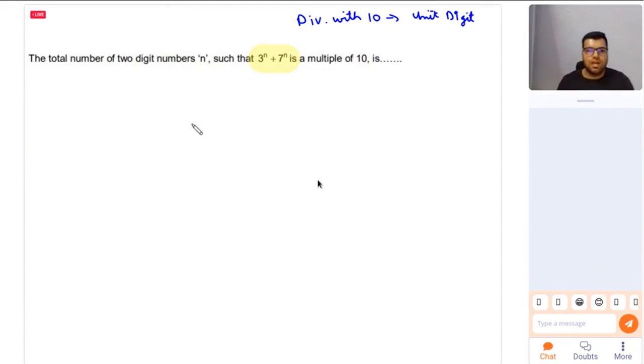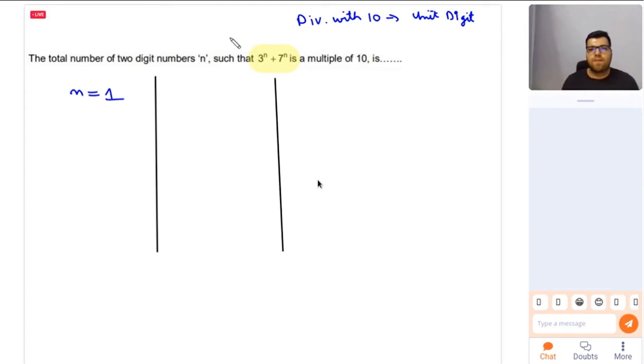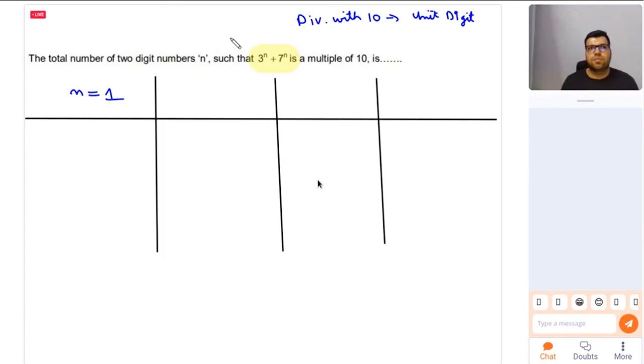So see how we will do this. We know that for calculating unit digit of 3 and 7, there is a cyclicity of 4. So just see for n equals 1, 2, 3, 4, and then this cycle will repeat. So first I will put n equals 1. N equals 2, n equals 3, and n equals 4. Okay, so what are we getting? We are getting 3 raised to power 1 plus 7.